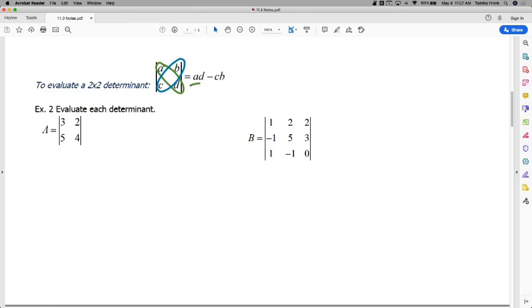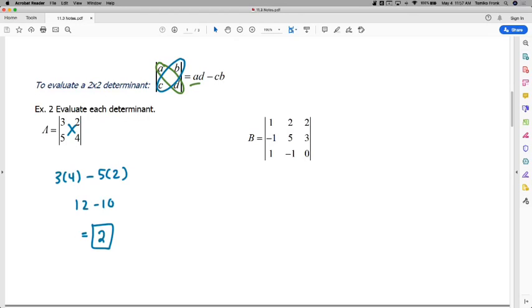So you're multiplying the diagonals and subtracting them. Remember, order of subtraction does matter, but let's evaluate the determinant of A. We are going to multiply 3 times 4, and then subtract 5 times 2 from that. So this is 12 minus 10. The determinant of A is 2. And like I said, in just a minute, this is going to allow us to solve a system of equations differently than how we did it last week.